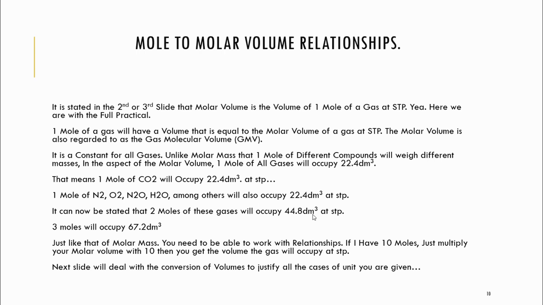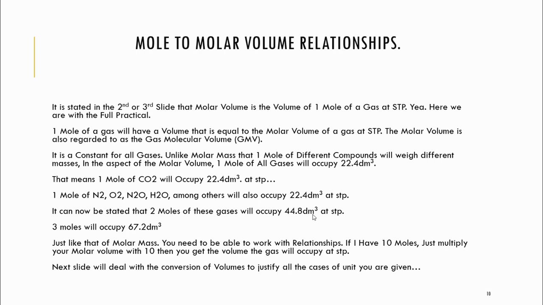Gas molecular volume is the molecular volume of gases at STP, standard temperature and pressure, and the value is 22.4 dm3. Let's note that. 1 mole of any gas at STP will occupy 22.4 dm3. Unlike molar mass, the value does not change. 1 mole of N2, O2, any gas at STP is 22.4 dm3. Don't forget, at STP is very important.